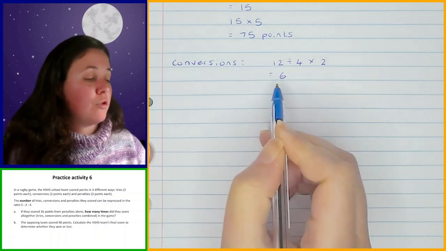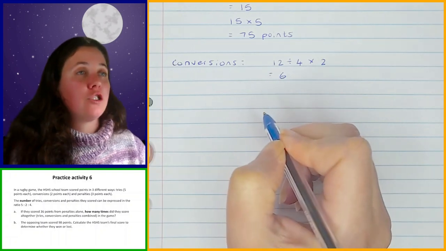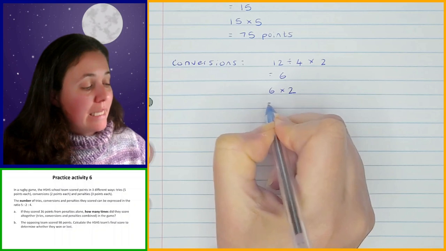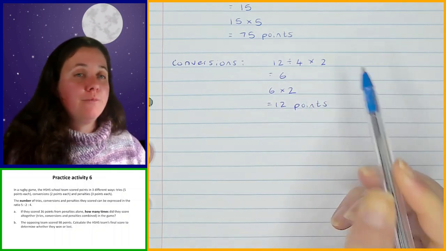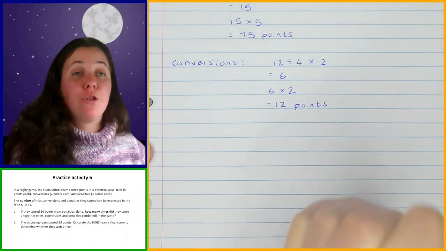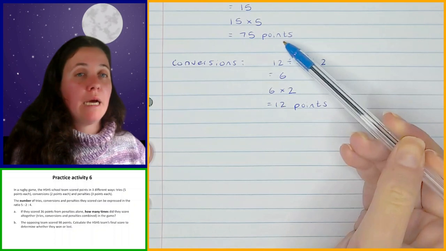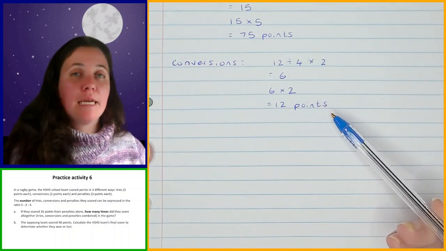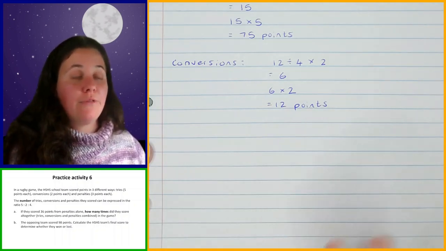So now I can use that to work out how many points they got from the conversions. I know that each conversion was worth 2 points. So I'm going to multiply 6 by 2, and that gives me 12 points. So now I know that we have 36 points from penalties, we have 75 points from tries, and we have 12 points from conversions. So I can use that now to work out what the total amount of points they have, which is the final score.